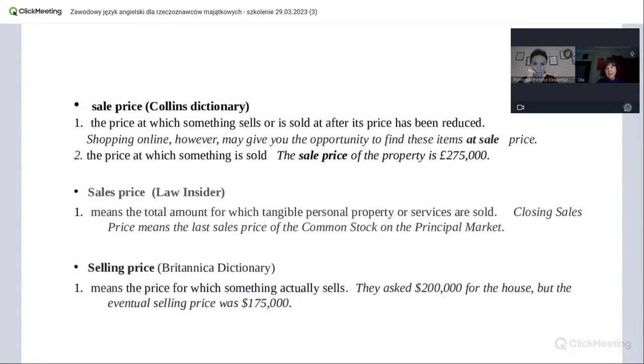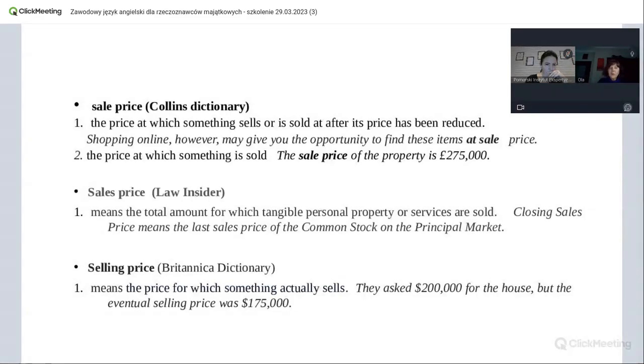But the second meaning, the sale price of the property is £275,000. Sales price is quite safe because it means the total amount for which tangible personal property or services are sold. So, for example, closing sales price means the last sales price of the common stock on the principal market. So sales price is safe, cena sprzedaży. It is not ambiguous. Ambiguous means that it's a little bit confusing sometimes.